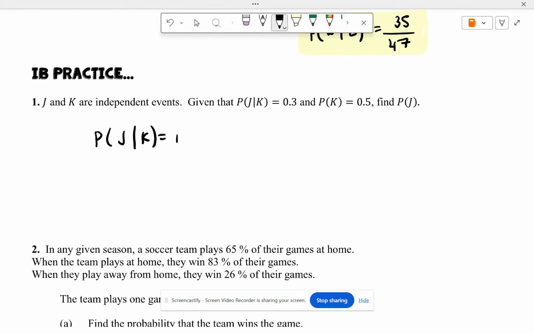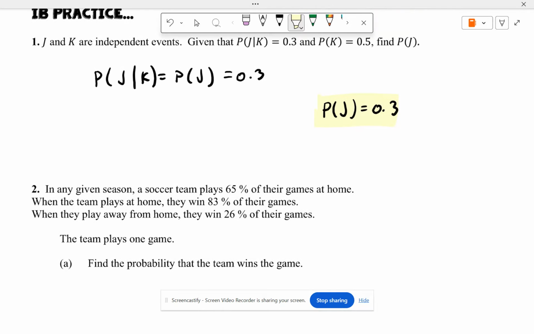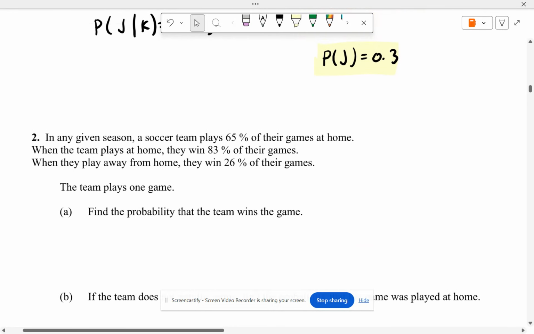Probability of J, given K, and that is equal to 0.3. Okay. And the probability of K is equal to 0.5. Find the probability of J. Oh, dang. If you knew a lot about independent events, you don't even have to do anything. That's the answer. Yay. Okay. So, good on you. Does anyone need further explanation on this one? No, it's just you being a little hacker. You're always the hacker, right?